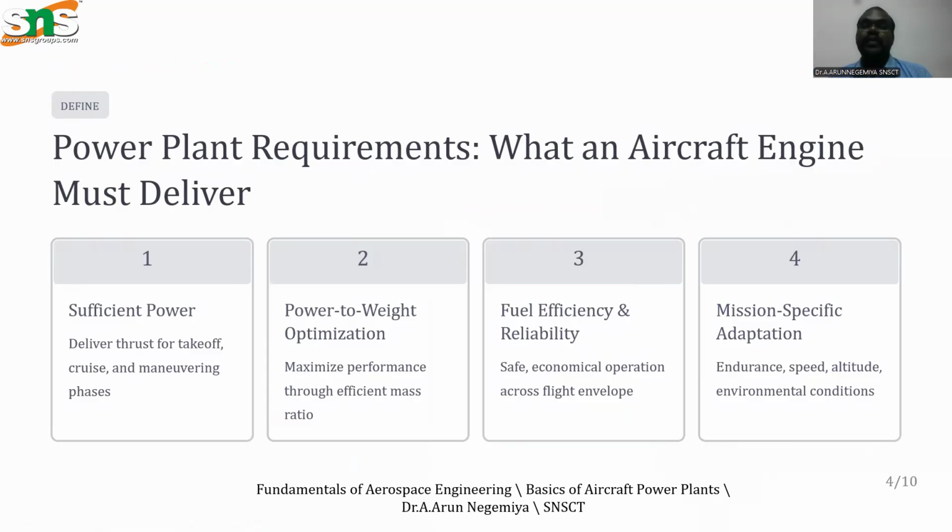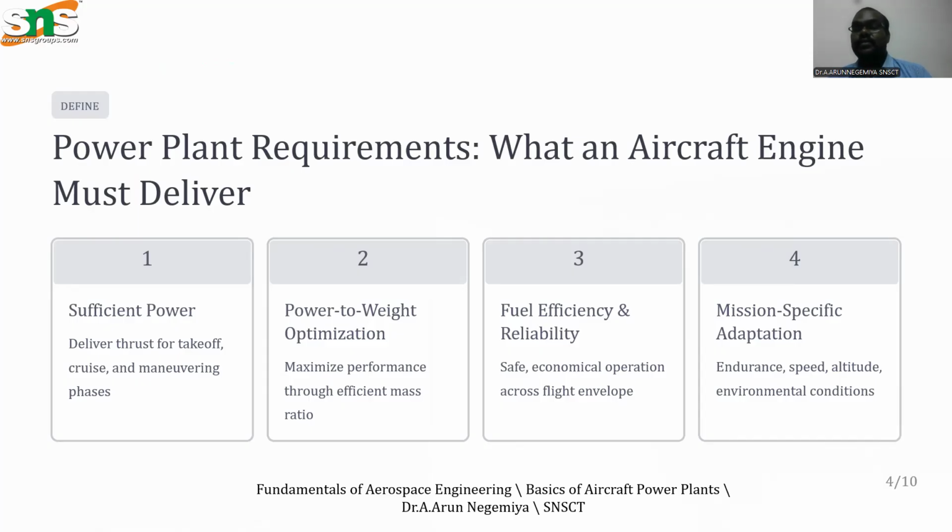Next one is power to weight optimization. That is, how much weight can be carried for a particular power. For example, if I am using a bike with 150 cc, the maximum capacity of this bike is around 180 kg. If you go beyond 180 kg, the bike's pulling power will be drastically reduced. That is called power to weight optimization.